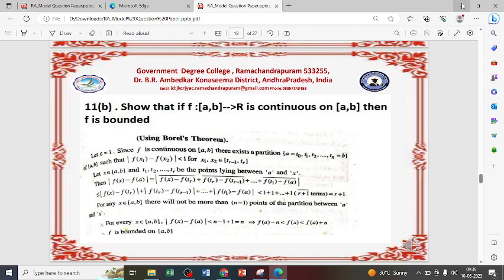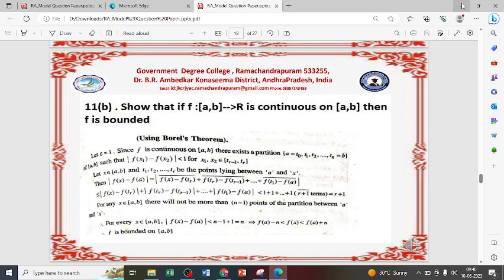Now we already have Borel's theorem. What Borel's theorem says is that if the function is continuous, then if you consider epsilon equal to 1, the interval [a, b] can be partitioned with the help of a finite number of partition points, say a equals t0, t1, t2, etc., tn equals b, such that modulus of f(x1) minus f(x2) is less than 1 for x1 and x2 belonging to the rth subinterval, that is, t(r-1) to t(r).